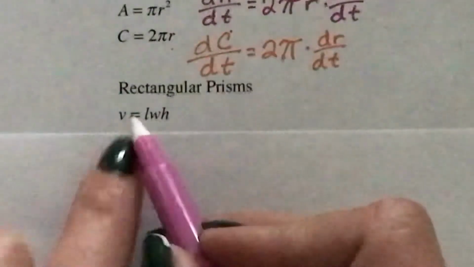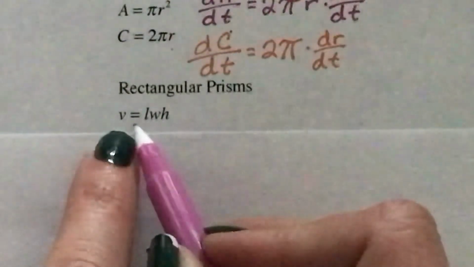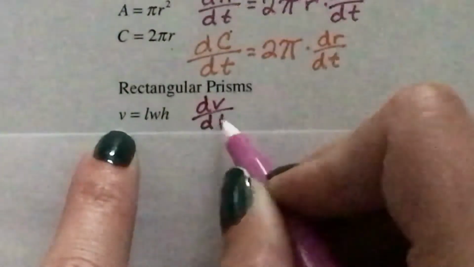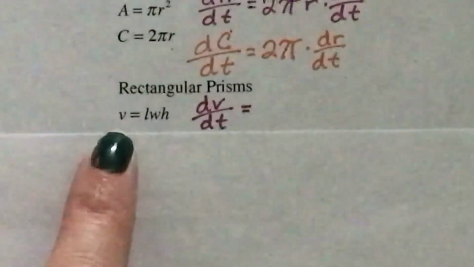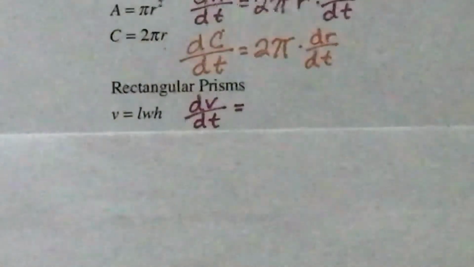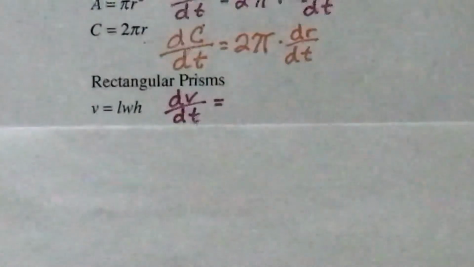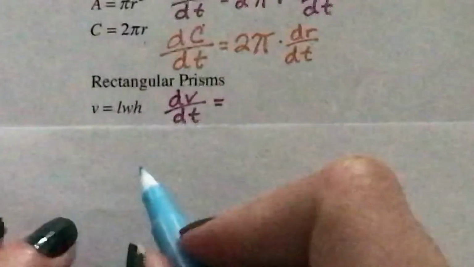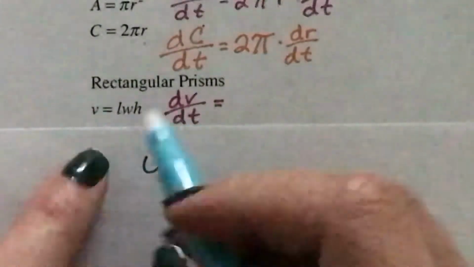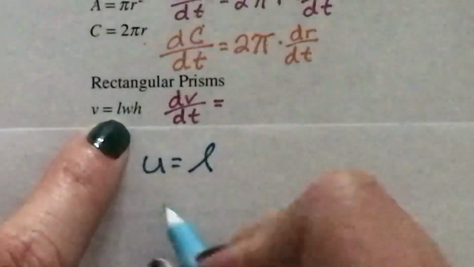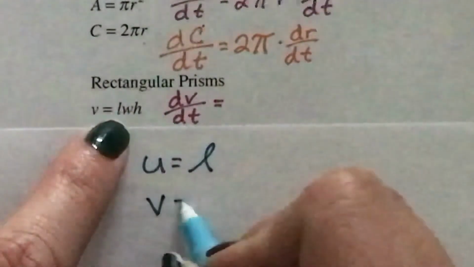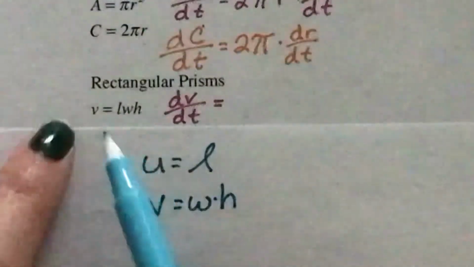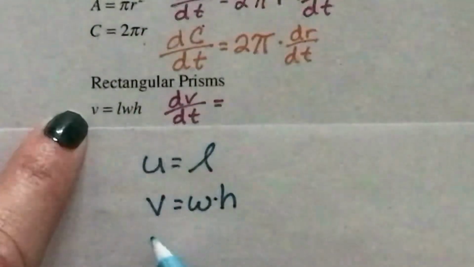Okay, let's start by taking the derivative of V. We're taking the derivative with respect to time, so that will be dV dt equals. Okay, now off to the side, let's do those U's and V's. I'm going to put them just below on my scrap paper. So U is going to equal, let's do L for U. And then for V, let's do W times H. Now, this V is not that V. This is just like our normal side work stuff.